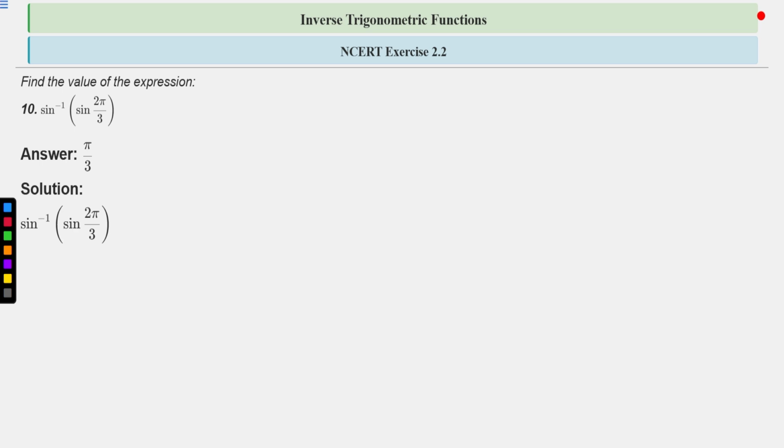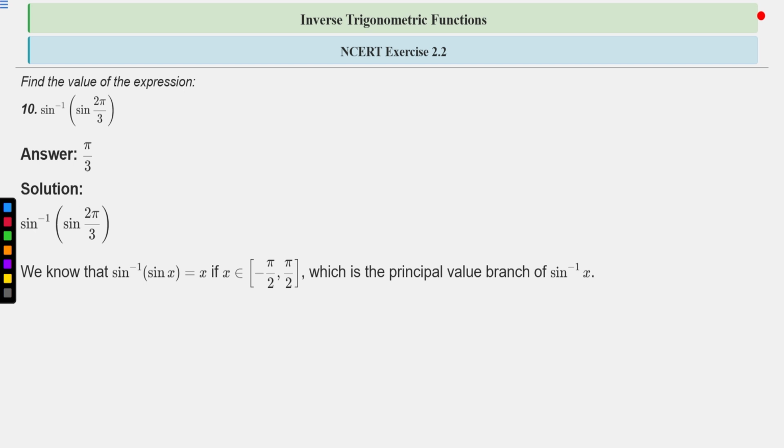Now our expression is sine inverse sine 2 pi by 3, right? So we know that sine inverse sine x is equal to x, right? We know sine inverse sine x is equal to x if x belongs to minus pi by 2 to pi by 2, right? Which is the principal value of sine inverse x. But here 2 pi by 3 does not belong to minus pi by 2 to pi by 2, right? Clear? So what can we do? We will try to convert 2 pi by 3 in such a way that it lies in the interval minus pi by 2 to pi by 2, right? So let us see.